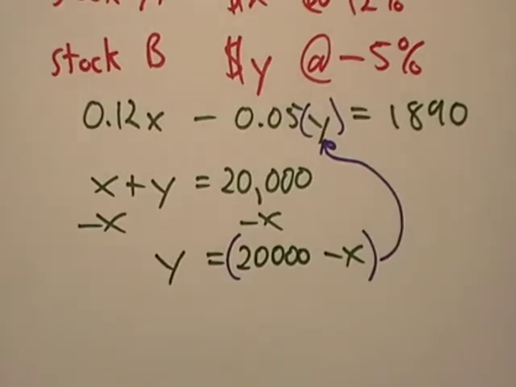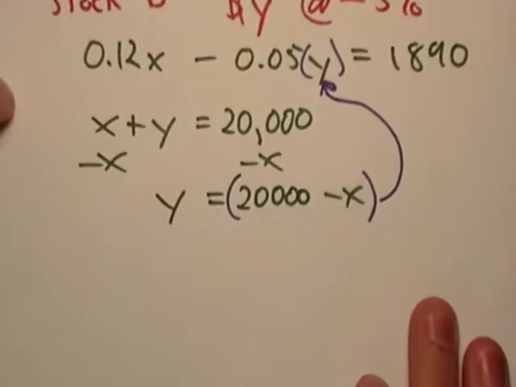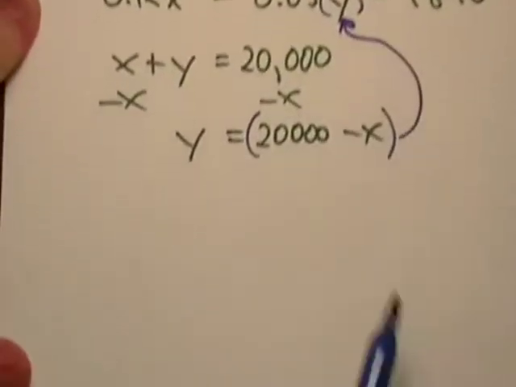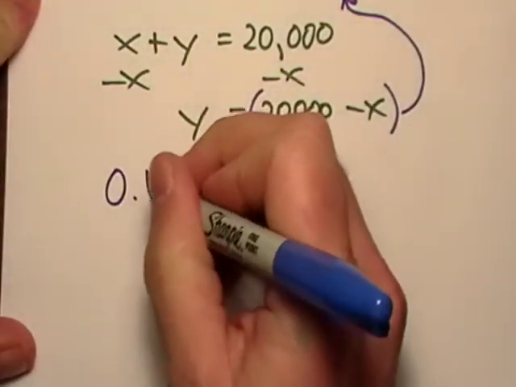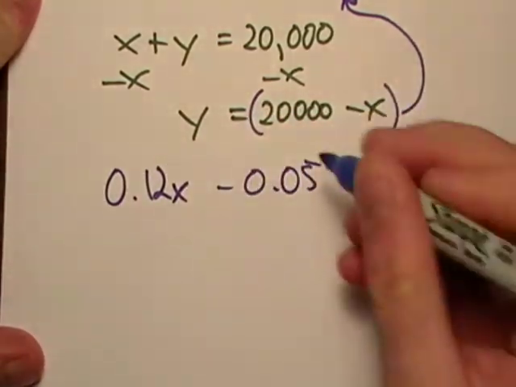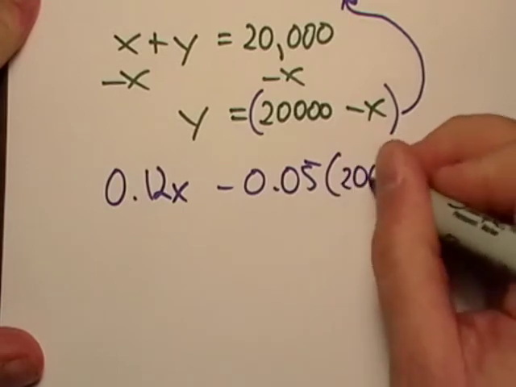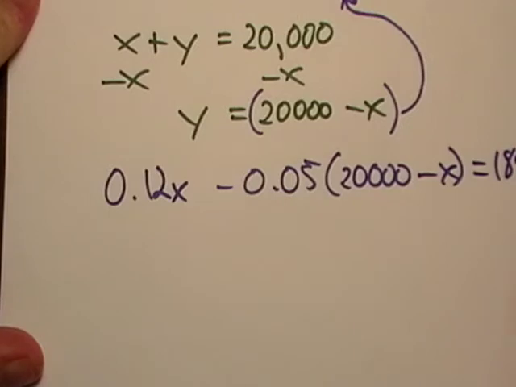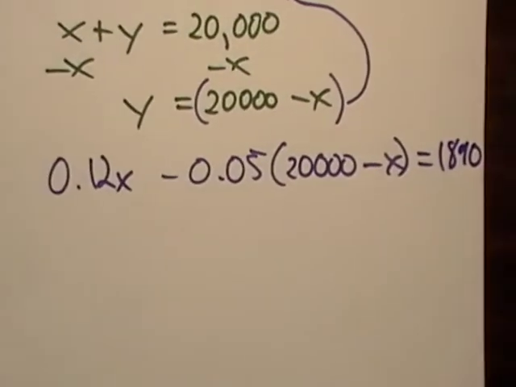Hang on, I'm just adjusting my light. So, yep, I'm just going to take this and plug it in. Okay, so we've got 0.12x minus 0.05. Ooh, that barely fit on the page.